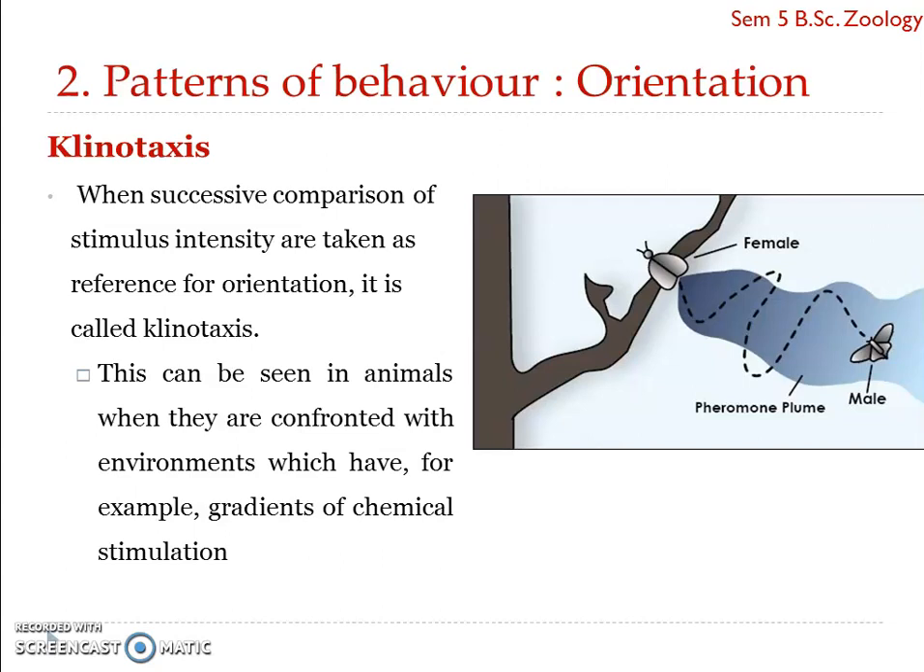Another type of tactic movement is rheotaxis. It occurs in organisms with receptor cells but not paired receptor organs. And when the intensity of stimuli is balanced equally from all the sides, the organism moves in a straight line. Usually, rheotaxis happens with respect to fishes in water. Okay, so it is rheotaxis.